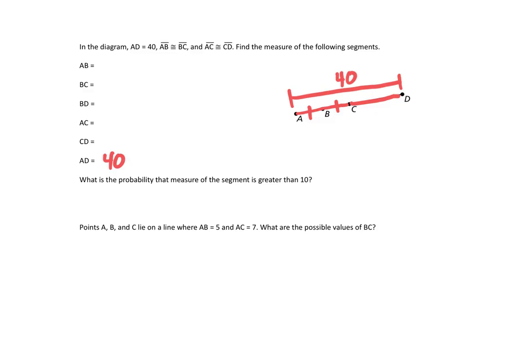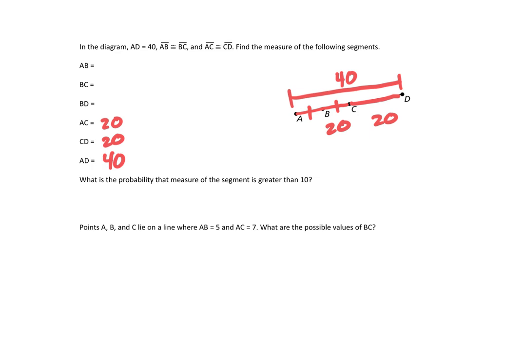Okay, if the entire length is 40, what we just said was C is in the middle. It's half, right? So that means C splits AD into two equal parts, which means these two sides would both be 20. So AC would be 20, CD would be 20.